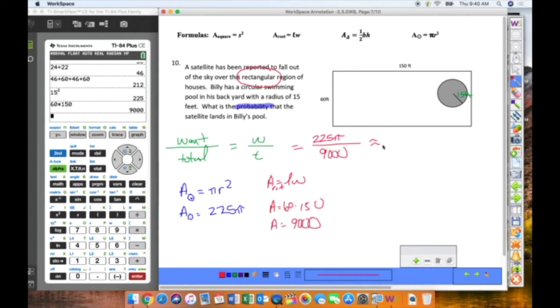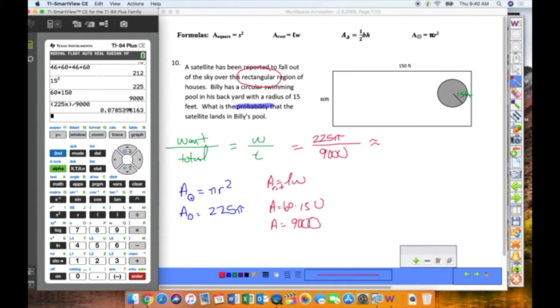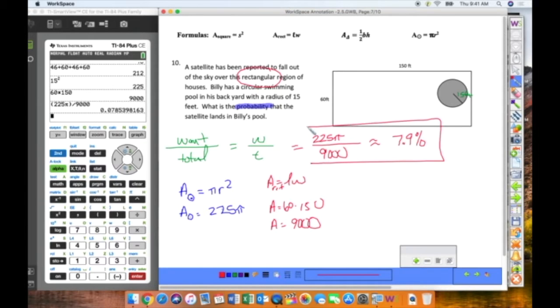I want to do more of an approximate answer. So we're going to do 225 pi, and notice I'm going to put the 225 pi in parentheses because that numerator has more than one term. And I want to divide that by 9,000. I'm going to change this to a percent, to the nearest tenth of a percent. Remember, to change to a percent, you have to move the decimal 2 places over, and that's about 7 point, it's either going to be 7.8 or 7.9. Since this is a 5, this has to be rounded up, so about a 7.9% chance of that happening right there.